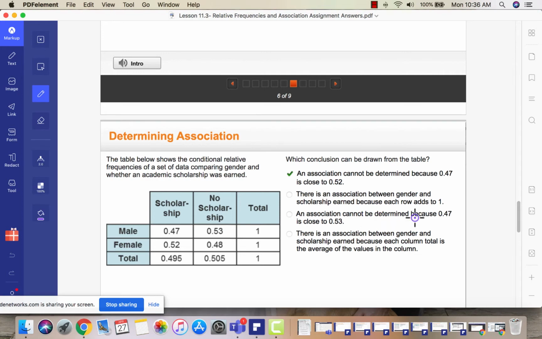An association cannot be determined because 0.47 is close to 0.53. So this has to do with earning a scholarship, and this has to do with not earning a scholarship. So that's the wrong number. It should have been scholarship here. We're looking at 0.47 and 0.52. Otherwise, you're just looking at males when it comes to this data right here. The option that there is association between gender and scholarships earned because each column's total is the average of the values in the total is wrong. So there isn't an association because they are too close together and you're looking at male and female.